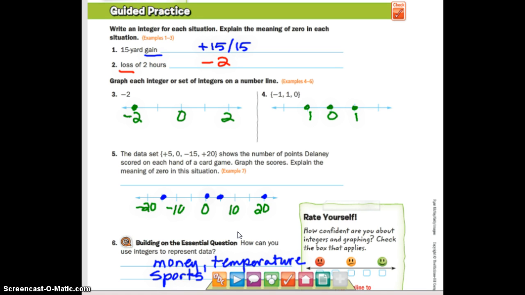Lastly, where do we see positive and negative numbers used? Money, temperature, and all kinds of sports.